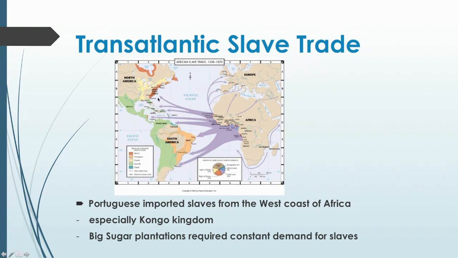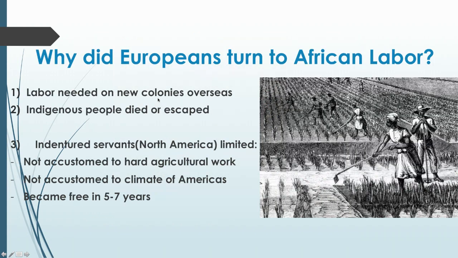Why did Europeans turn to African labor? Why did they move away from Native Americans? Obviously, there was a huge demand for labor in general because of all of the new cash crop agriculture that had been introduced. Indigenous people, because of disease, often died or escaped because they had better knowledge of the terrain. Indentured servitude was a system that worked well for the English for a time period, but many of these people, thinking that they were going to have easy work over in the Americas, realized that they were not at all accustomed to hard agricultural work, and they eventually became free. They became free in 5 to 7 years, and so Europeans looked for a system where their labor would stay enslaved forever.